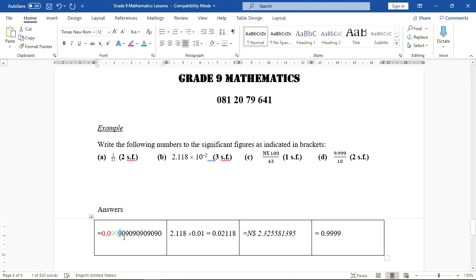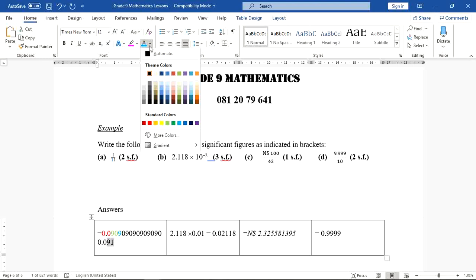I'm going to use this 9 to round off the 0. If I do just that, I'll have 0.091. Now my answer has only two significant figures. The rest of the digits will just disappear. Now my answer has only two significant figures, and these are the two significant figures. I'm going to put them in green.